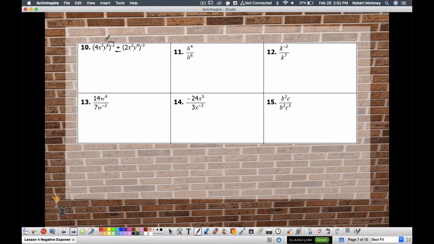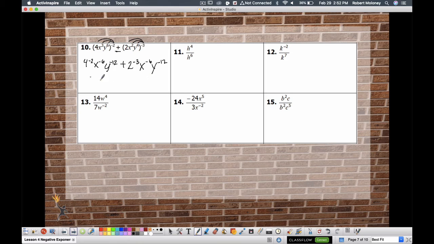So I've got the power rule, so I'm going to go ahead and distribute every time. Same in here. So I'm going to finish my distribute. So I get 4 to the negative 2, x to the negative 6, y to the negative 12. Over here I get plus 2 to the negative 3, x to the negative 6, y to the negative 12. So now the reminder is that all of these have to be exactly the same. If they're not, they can't work.